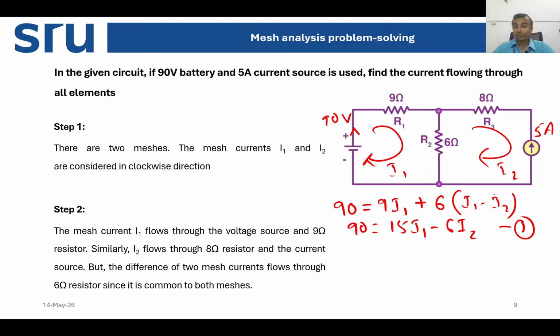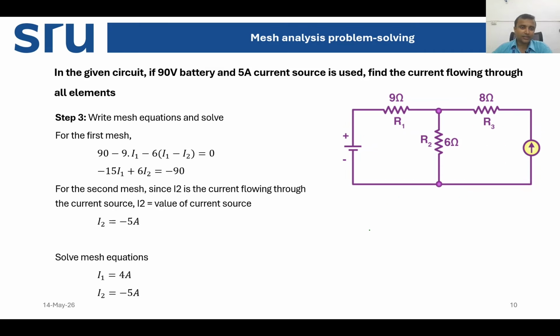Understood? Now this particular loop has a current source. Look at this. We have considered the current to flow in this direction, right? But there is already a current flowing through this 5 ampere source. So what can we do? As no other source is available, we can simply sort that out.